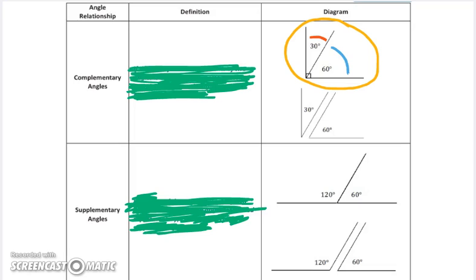I hope you notice those are adjacent angles, again, because they're right next to each other. They share a common side. That common side would be this one right here.